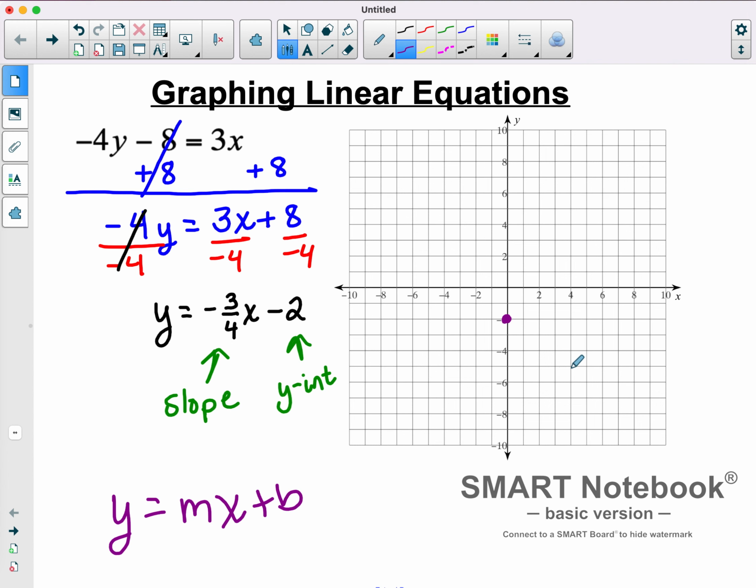1, 2, 3, 4. I have a point here at 4, negative 5. And I can continue that slope of negative 3/4. So down 3, right 4. If I go further, I'm going to go off the grid. So I can go backwards. In that case, I would be going up 3, and left 4. 1, 2, 3, 4. Gives me a point at negative 4, 1. And we can continue that pattern. So we see this line start to form, and then we just draw in the actual line.